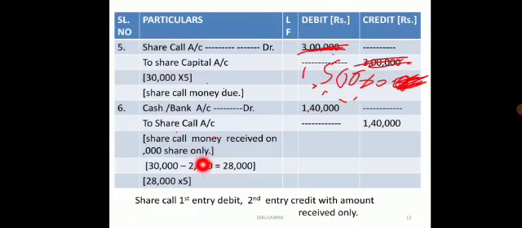So you don't have 30,000 shares which are going to be paid. You will have only 28,000 shares paid. So share call account is debited and the second entry will be on the credit side for only the amount which is actually received by the company.